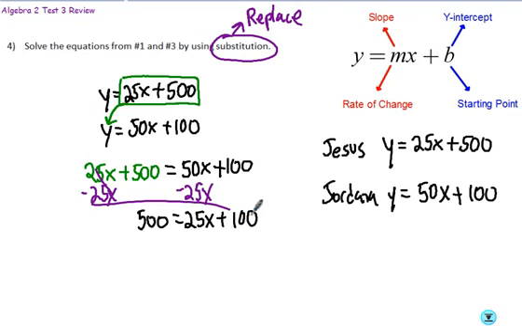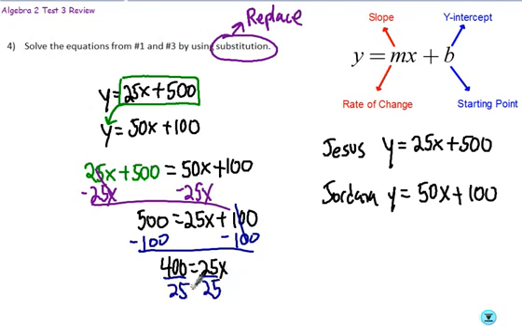And again, we're just solving for x here. So let's subtract 100 from both sides. And then 500 minus 100 gives us 400. And then we just need to divide by 25. So when we divide by 25, we get x equals 16.